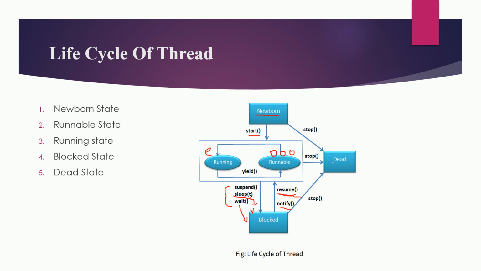Finally, dead state. After completing the execution, the thread will move to dead state. Or you can explicitly move your thread to dead state using the stop method. So the life cycle of a thread ends in the dead state. Life cycle starts in newborn state and it will end in dead state. So this is a complete life cycle of a thread.